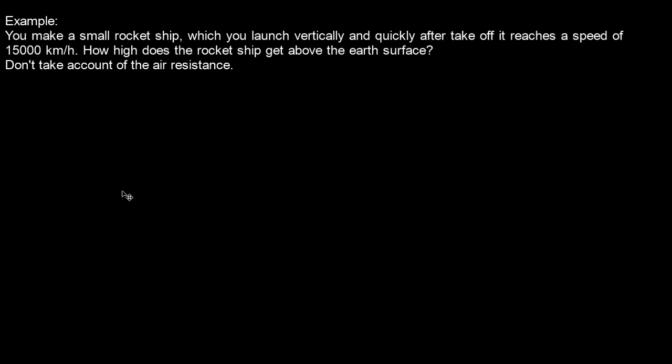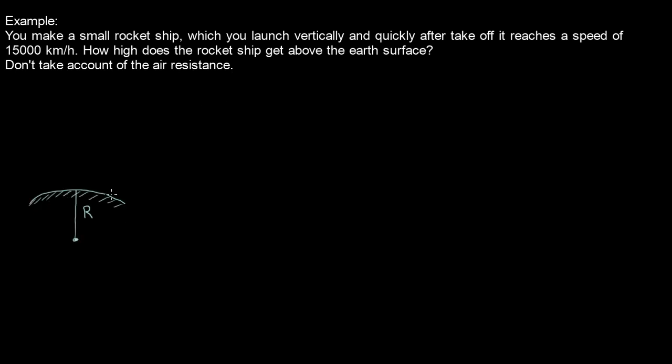In this video, I'm going to solve an example on non-constant acceleration motion. So you make a small rocket ship which you launch vertically, and quickly after takeoff it reaches a speed of 15,000 kilometers per hour. How high does the rocket ship get above the Earth's surface? Don't take account of the air resistance.